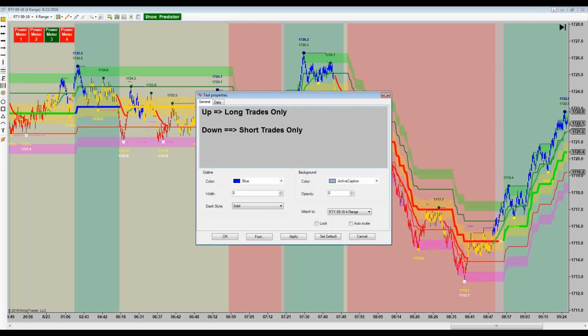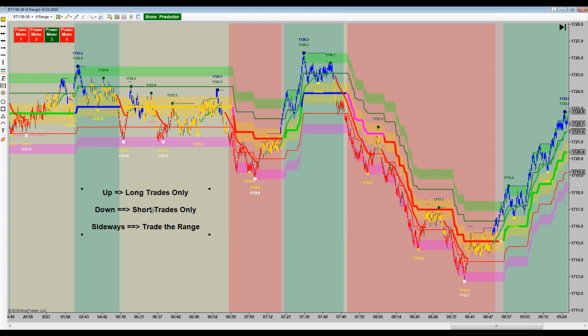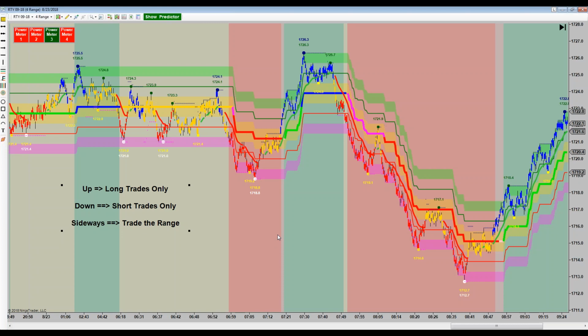And then, of course, sideways. Sideways is also referred to as consolidation, and what you want to do is trade the range. And there are conditions for that. Trade the range. Long, up; down, short; sideways, range. It's that simple. Now, knowing that, the tough part is knowing what condition you're in at any given time in the market.